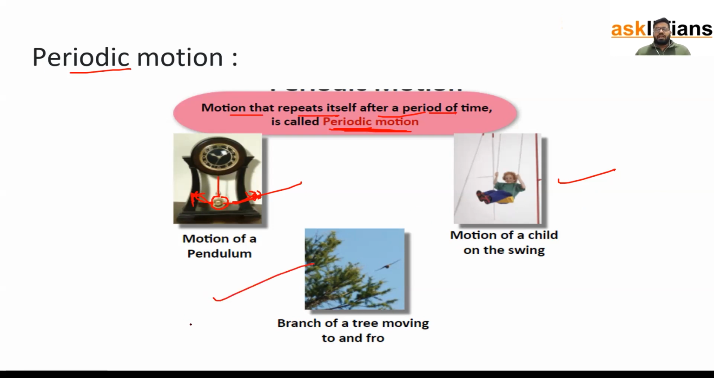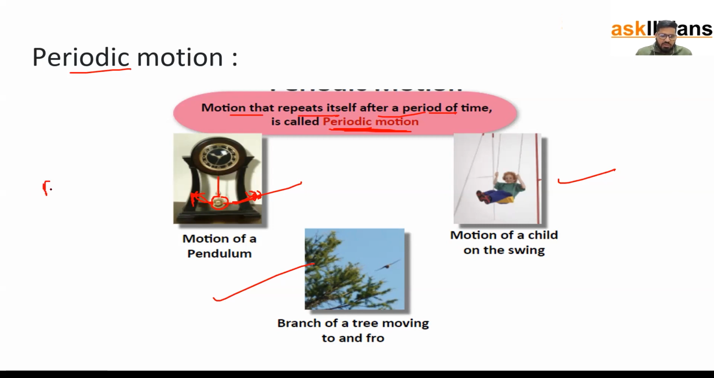So we have considered three types of motion basically. First is rectilinear, which means in a straight line. Circular means whenever the distance of a point from a fixed point is constant, then that is considered circular motion. The third one we have covered is periodic motion. In periodic motion, motion repeats itself after a certain period of time. That is known as periodic motion. Is this clear? Okay, I hope this is clear.